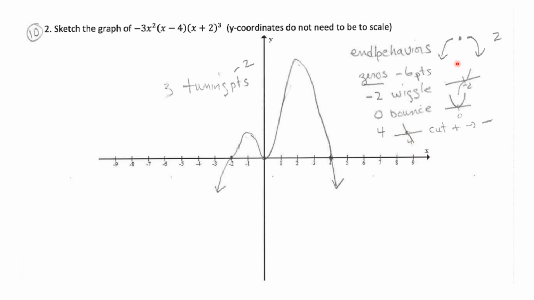The end behavior was like this, and we had to have that. And you had to have 3 turning points shown. Here is 1 turning point, 2 turning points, and 3 turning points. So that was worth 10 points, and here's how the points were allocated.